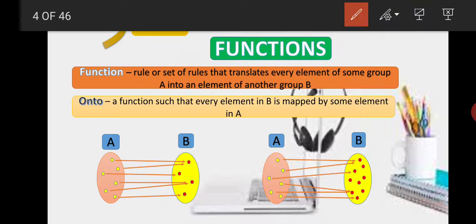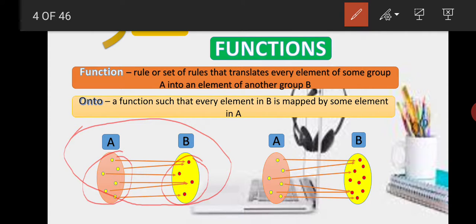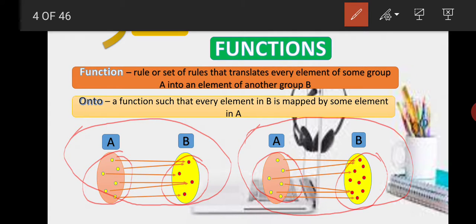This illustration here shows an onto function, because as you observe, every element in B is mapped by some element in A. However, this illustration here shows a counterexample of a non-onto function, because not every element in B is mapped by some element in A. That's why it is not an onto function.